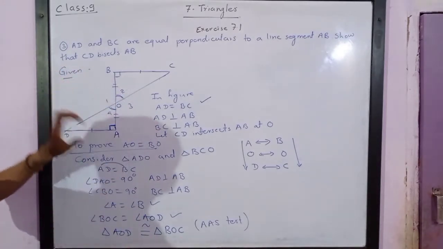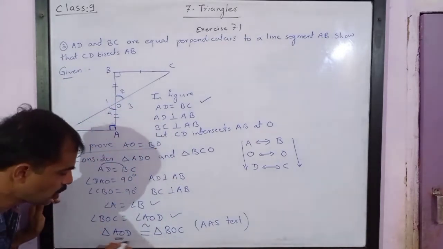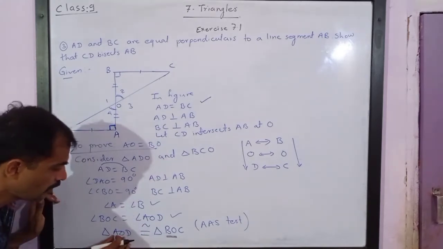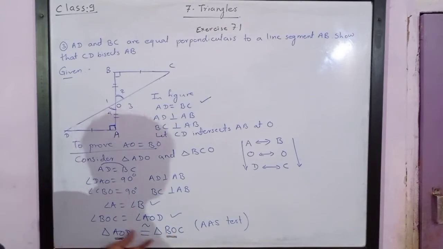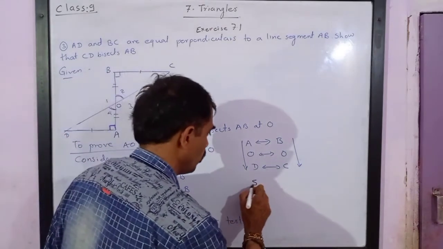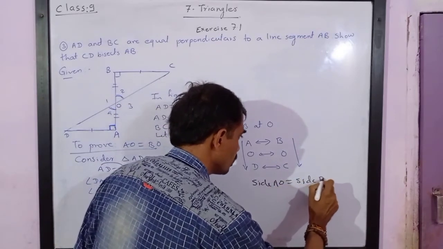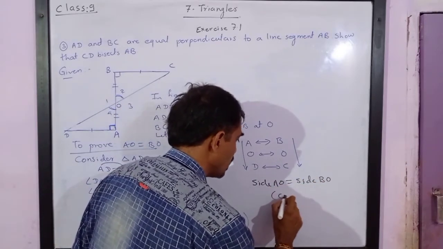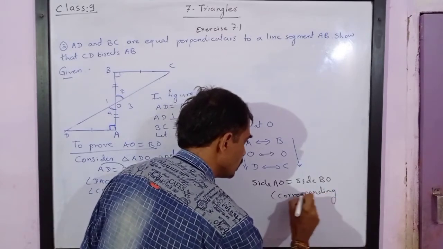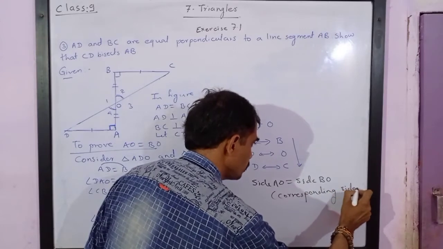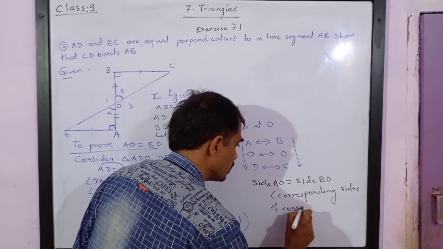Now we are asked to prove AO is equal to BO. Please note, that is the side formed by the first two letters. Here first two letters is AO, so BO are the first two letters of another triangle. It means side AO is equal to side BO, and they are corresponding sides of congruent triangles.